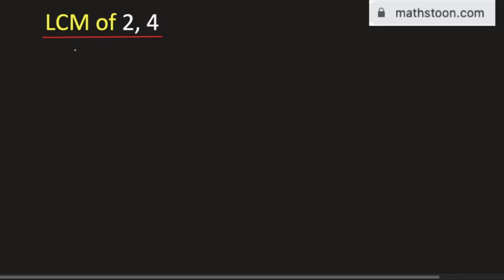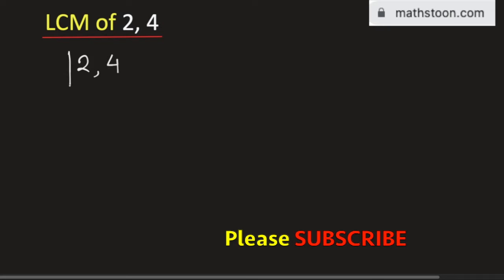In today's video, we will learn to find the LCM of 2 and 4. We will use the division method to find this LCM. So firstly, write 2 and 4 in this way. We will start dividing by prime numbers. So let us start with the lowest prime number, which is 2.